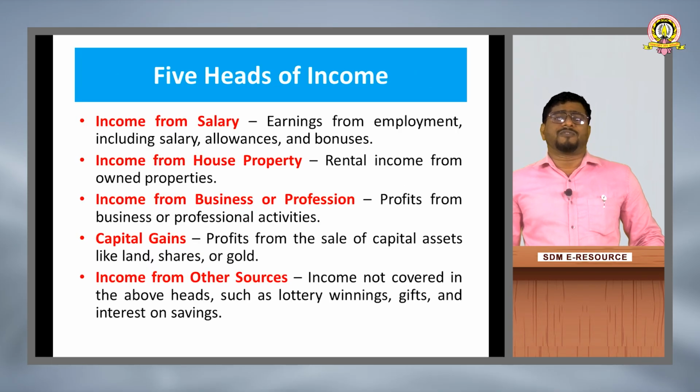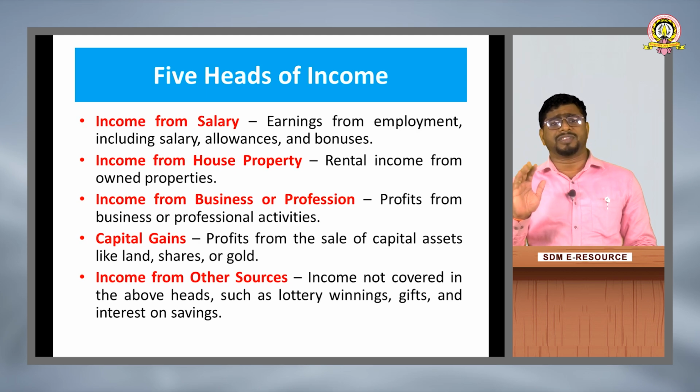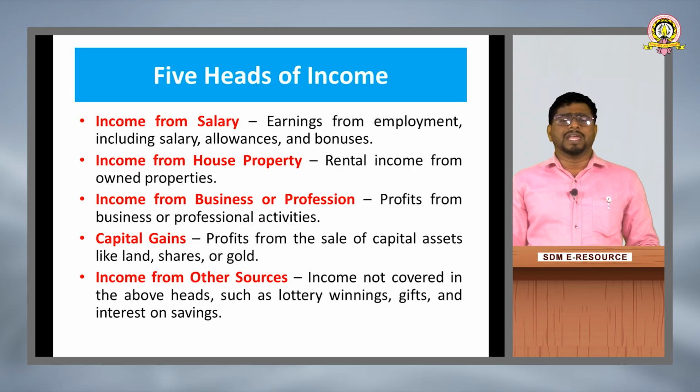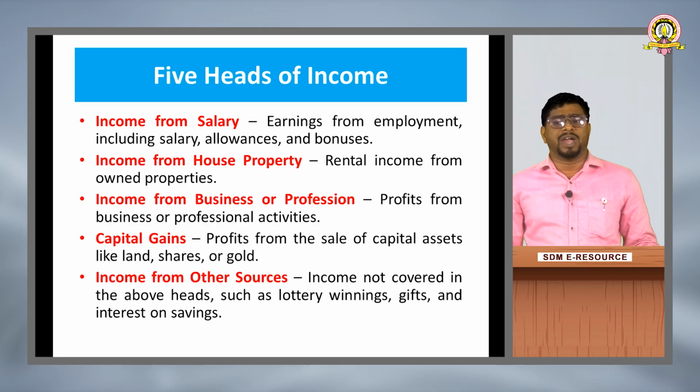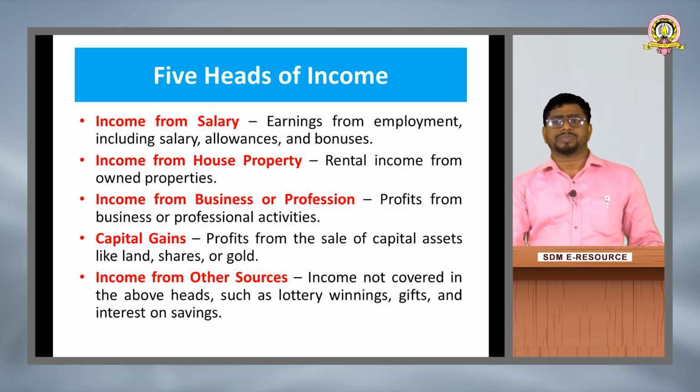Then there are 5 heads of income. In income tax, all incomes are categorized under 5 heads, that is income from salary, income from house property, income from business or profession, income from capital gain, that is profit from the sale of capital assets like land, shares or gold, and income from other sources, where the incomes not covered under the above heads are included. Examples are lottery winnings, gifts and interest on savings.